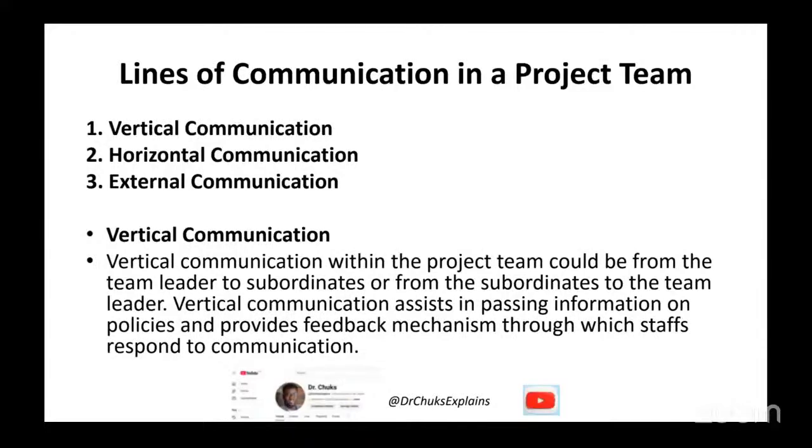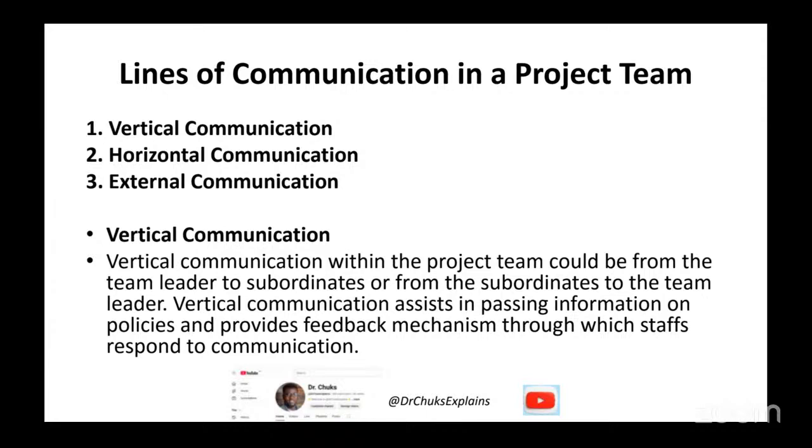What are the lines of communication in a project team? We have three lines of communication: vertical communication, horizontal communication, and external communication. What does vertical communication mean? Vertical communication within the project team could be from the team leader to subordinates, that is, up and down, between the team leader and subordinate, or from the subordinate to the team leader. So vertical communication assists in passing information on policies and provides a feedback mechanism through which the staff responds to communication.